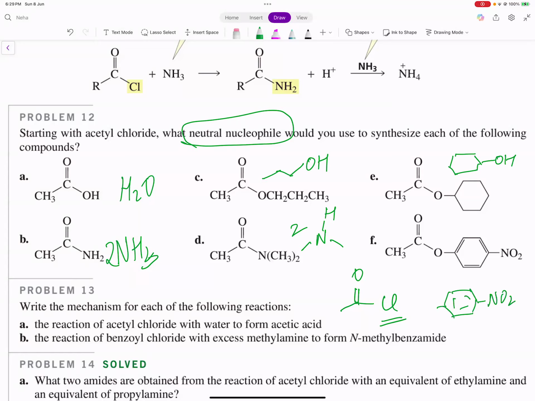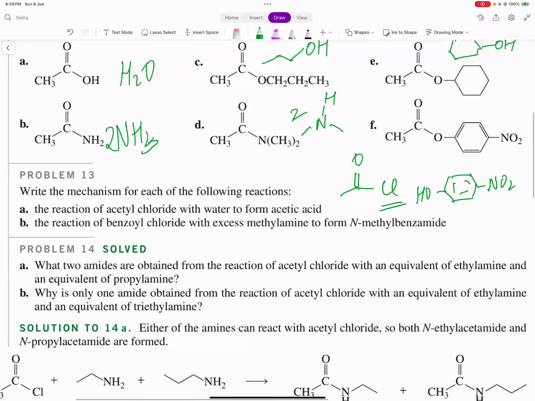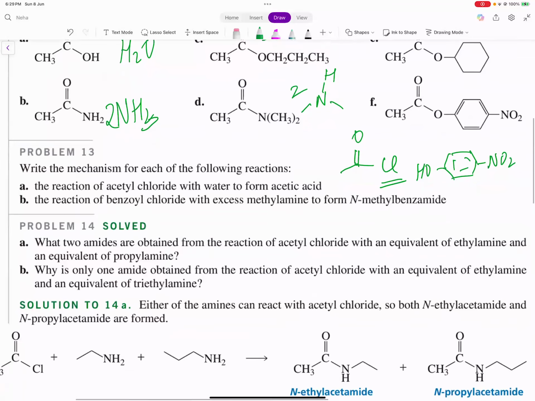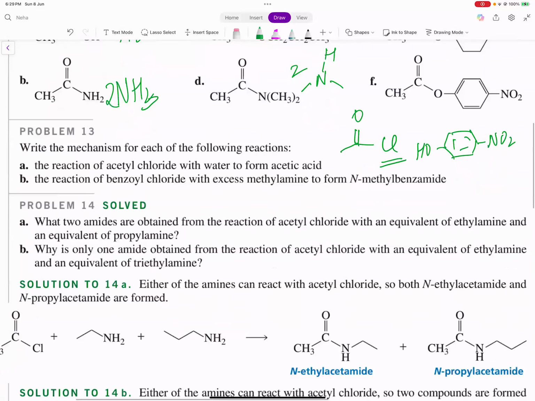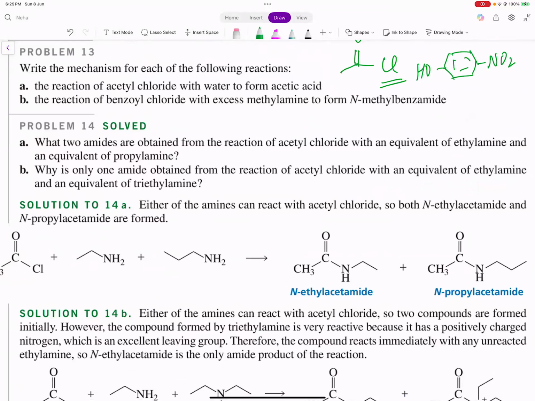Clear? Okay, so you have homework also, and the in-chapter exercises. Whatever I have discussed, and whatever I have not discussed, you go through 13 and 14. 14 is solved, but you still go through it and do it on your own.